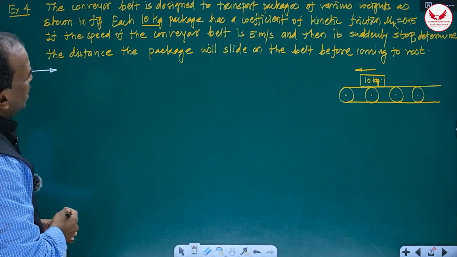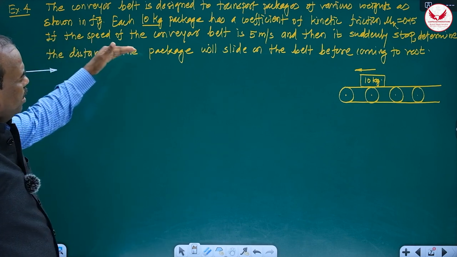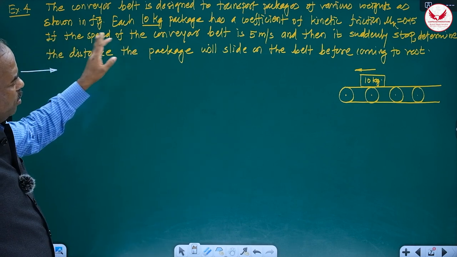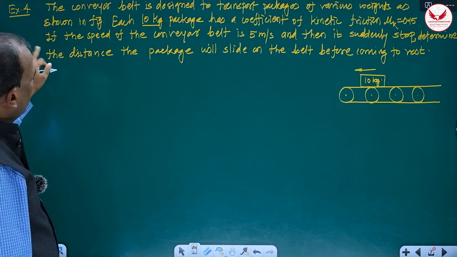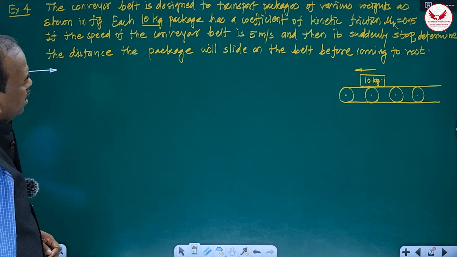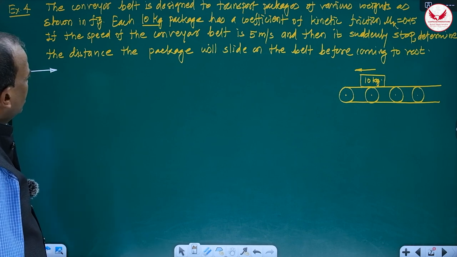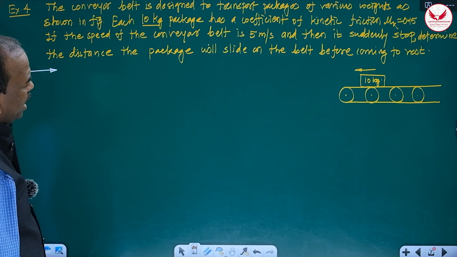The conveyor belt is designed to transport packages of various weights as shown in the figure. Each 10 kg package has a coefficient of kinetic friction mu k of 0.15. If the speed of the conveyor belt is 5 meters per second and then it suddenly stops, determine the distance the package will slide on the belt before coming to rest.